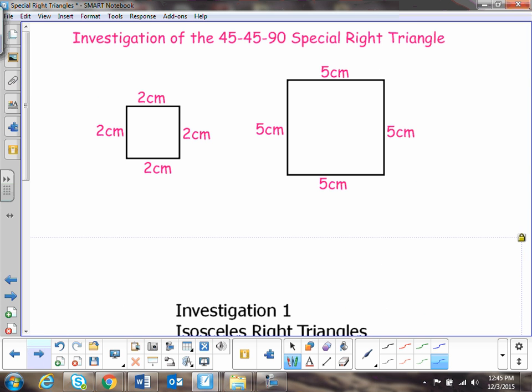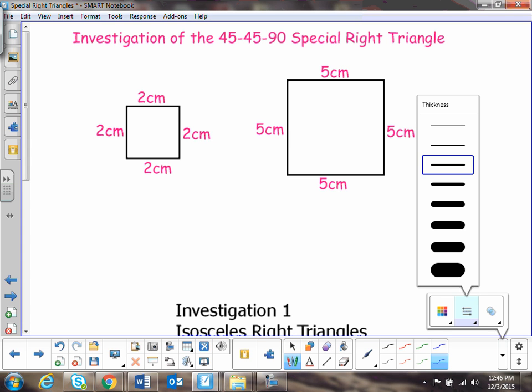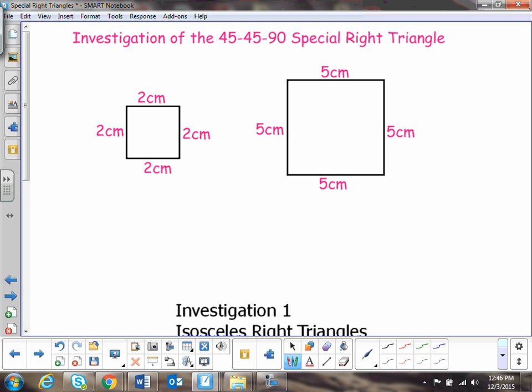Okay, let's go to the second investigation. And this is the 45, 45, 90. We're going to start off with a square because that's going to get us to this special triangle. Meaning, if you draw a diagonal from this right angle to that right angle, you know these are all right angles because it's a square. That produces that to be 45 and that to be 45. So I'm going to just draw it separately. That's 2, that's 2, 45, 45.